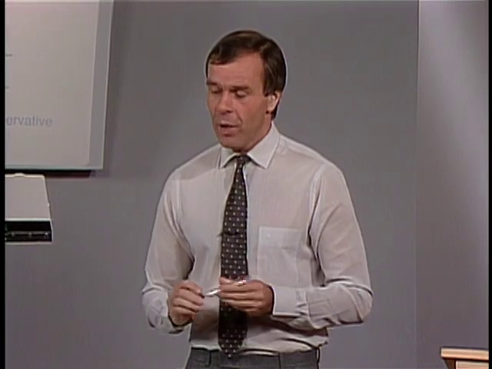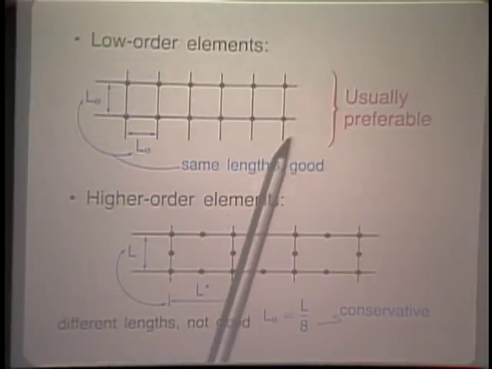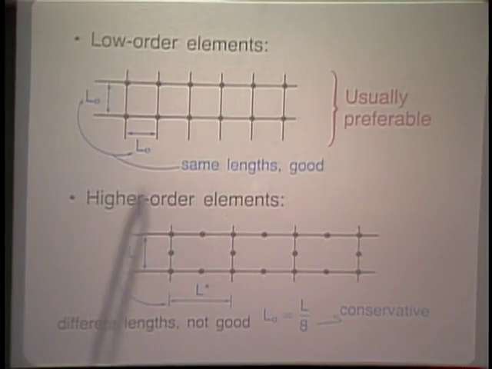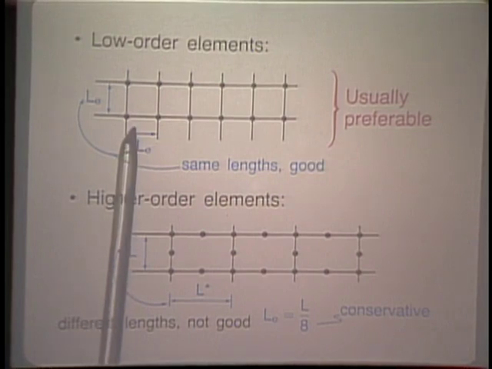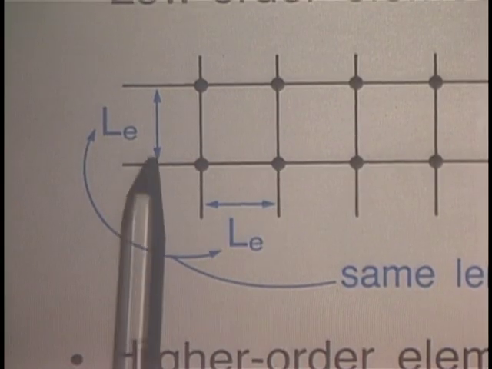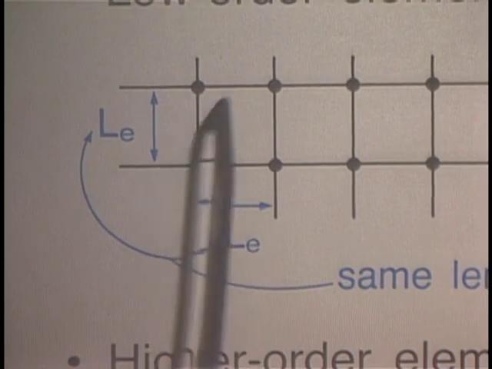For the use of the explicit time integration method, one generally uses lower order elements. They are usually preferable. And in this particular case, you want to have Le here and Le there. Uniform meshing.